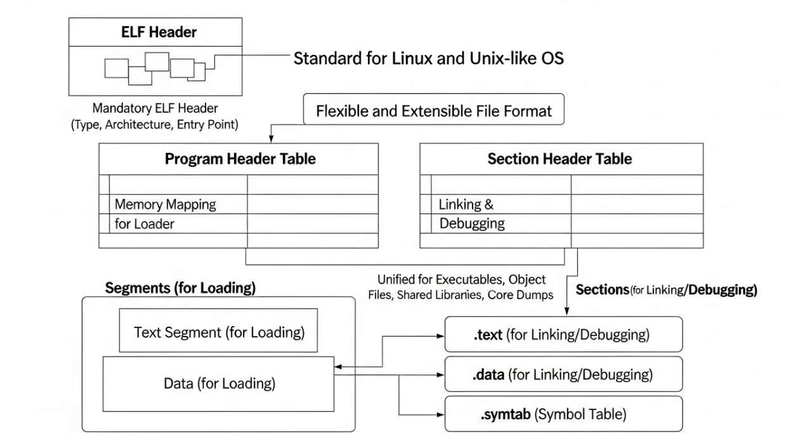Following the ELF header, there are typically two tables, the program header table and the section header table. The program header table is crucial for loading the executable into memory, describing how the file's contents are mapped into the virtual address space. Conversely, the section header table provides detailed information about the file's sections, primarily useful for linking and debugging purposes, though not strictly required for execution.